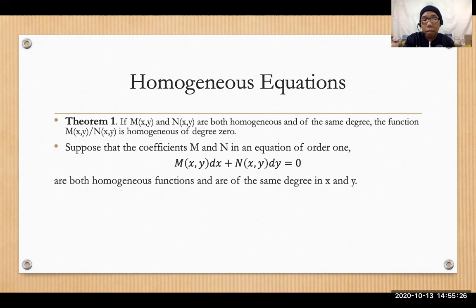Because there is a possibility that M is a homogeneous function, but they have different degrees. Your N is also homogeneous, but when you take their ratio, it is not degree 0, then that is not a homogeneous equation. Okay? In this format, you can determine it right away. Just look at the degree of each term. If they are all the same, then that equation is a homogeneous equation. So say for instance, let me just write something here.